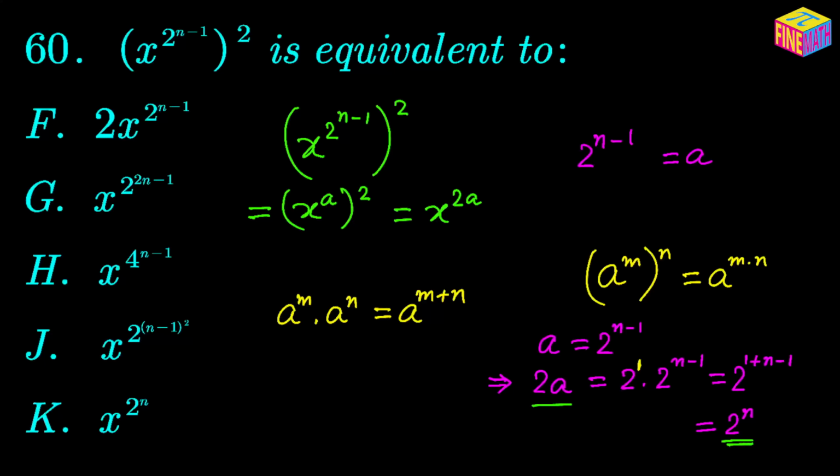So now can we write our original expression then? Our original expression is actually, now we can see that it will be x to the power 2 to the power n, and that is our answer. And if you look at our answer options, we have x to the power 2 to the power n under option K. So option K is the correct option.